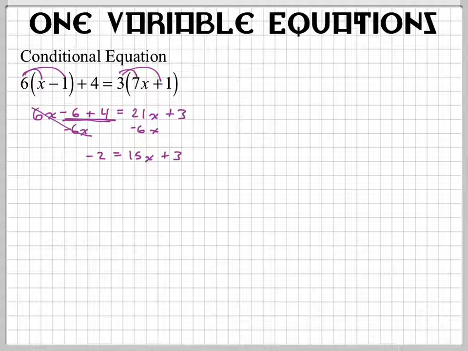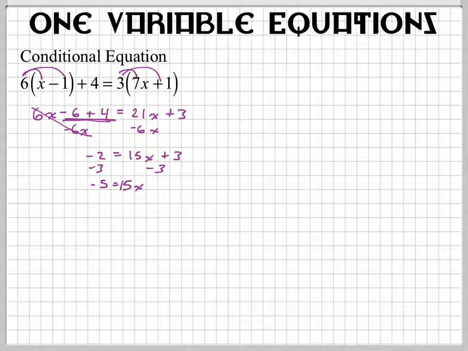And so now all the x's are on the right side, which is cool. That means I don't want the 3 over here. Using inverse operations, see that says plus 3, so now I'm going -3. I have -5 right here equals 15x.